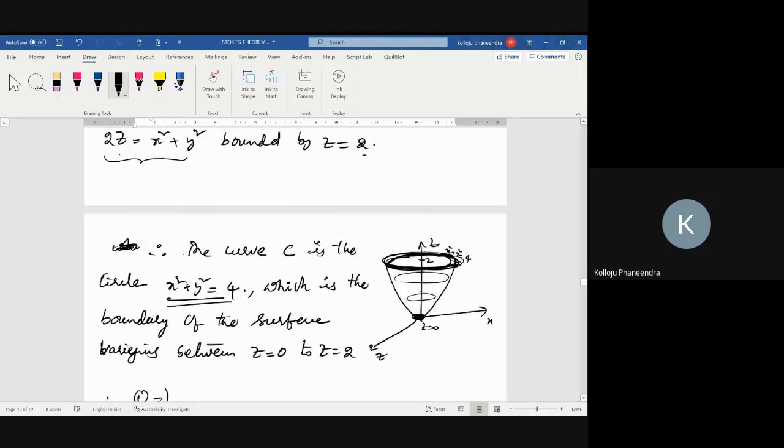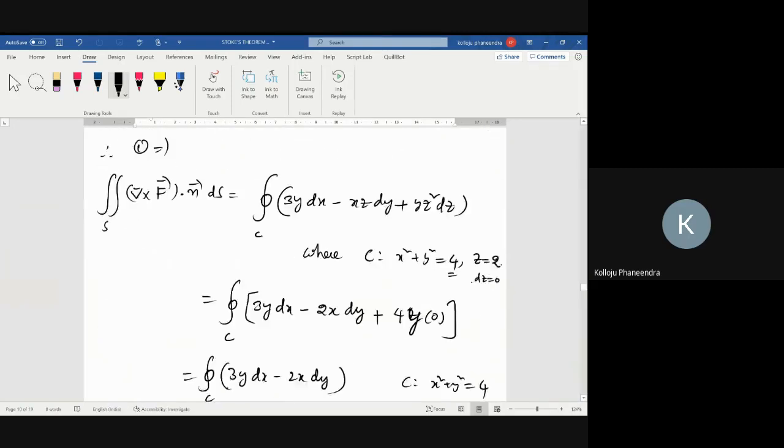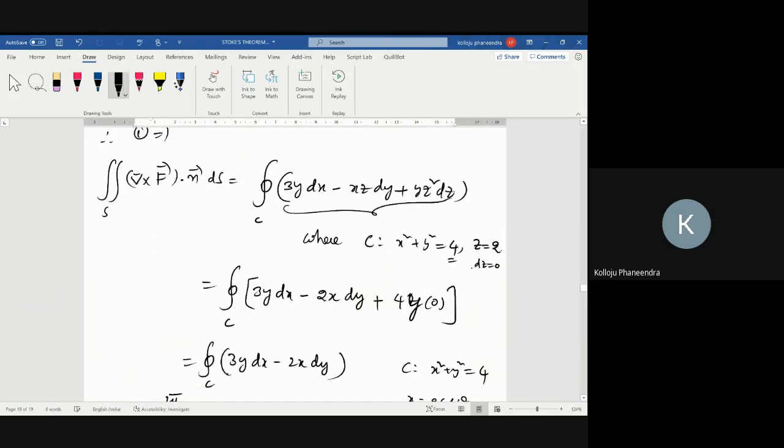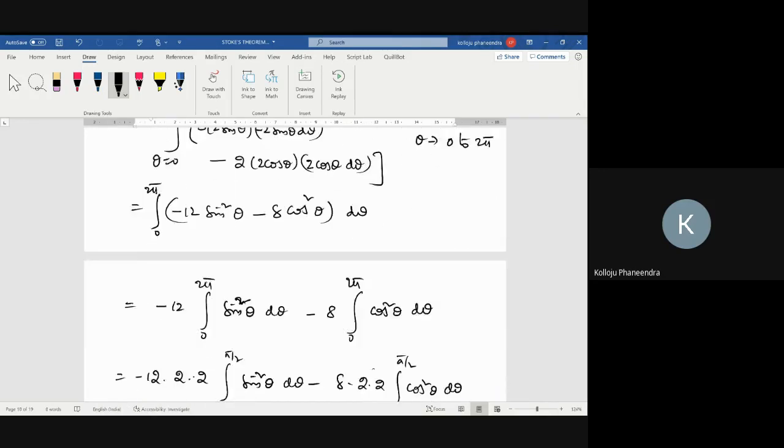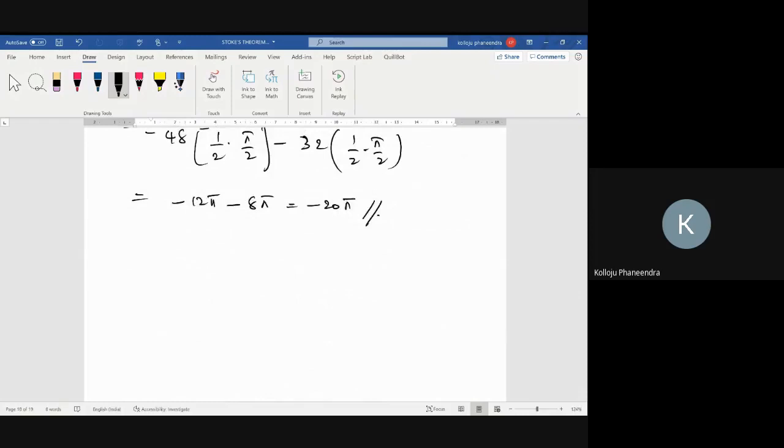And the boundary becomes what? A circle at z equal to 2. Boundary of the circle, x square plus y square equal to 4, where z value is 2. That is why in this integral f bar dot dr bar, I have substituted z equal to 2 and dz equals 0, converting to this one. And what is the boundary? Clearly it is a circle. As usual, I can evaluate. This is one model, and this problem is important.